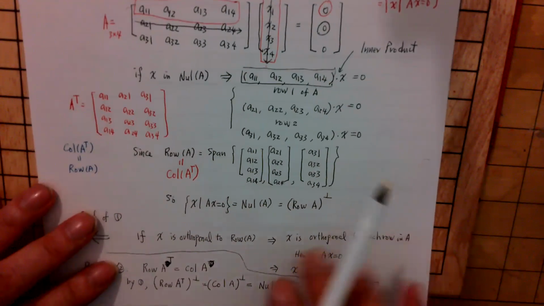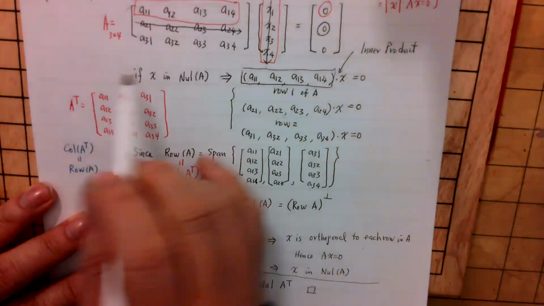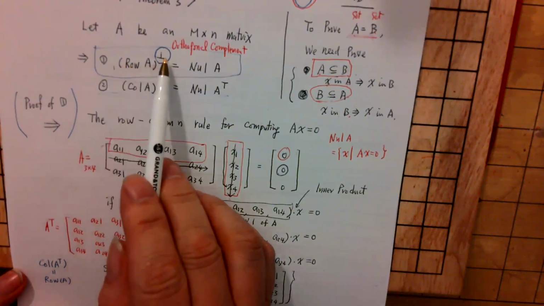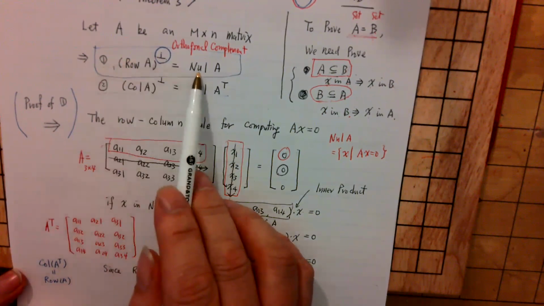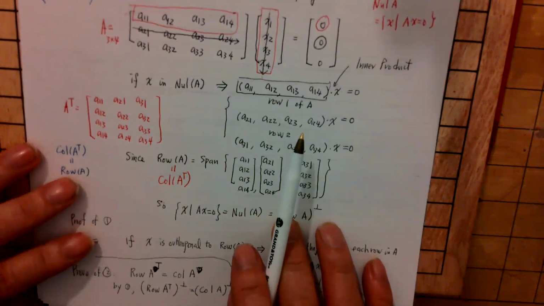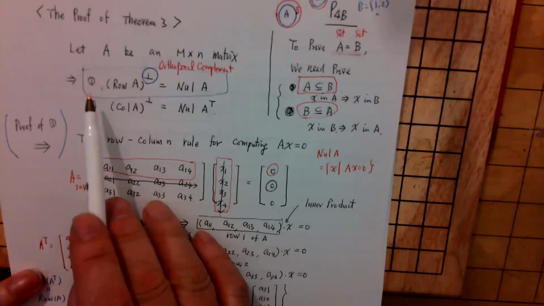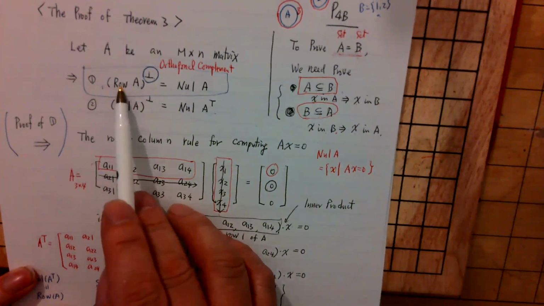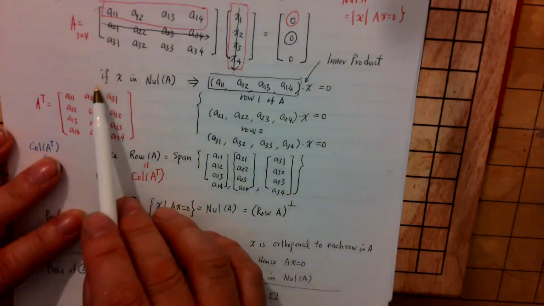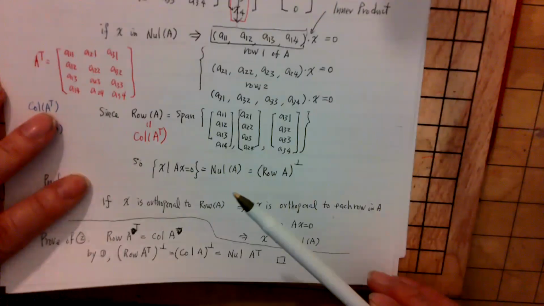Okay, so I go in this direction first. Go this way means if x is in the orthogonal complement of the row space of A, then x should be in the null space of A. So that's a proof direction. To be easier to understand, if I say x is in the orthogonal complement of the row space of A, okay? Look at here. If I tell you x is in the null space of A. And actually, I think this goes this way, but it's fine. I will explain again later.